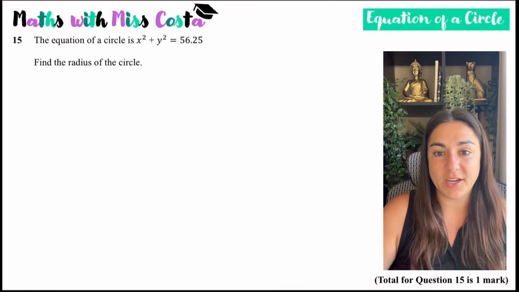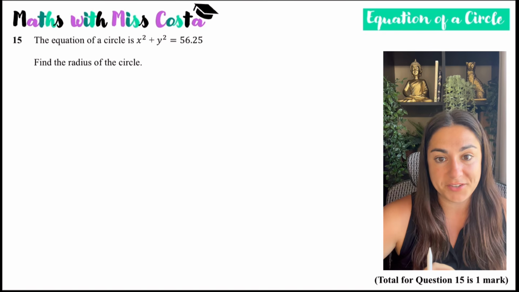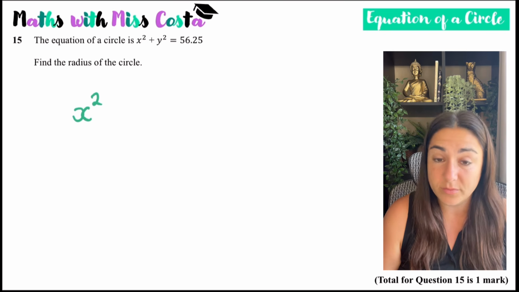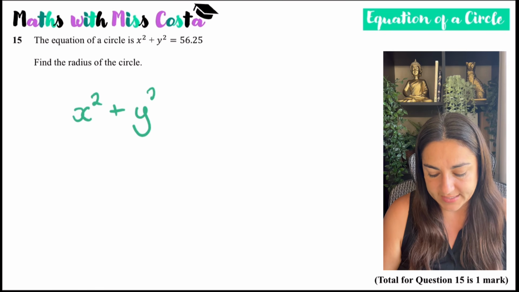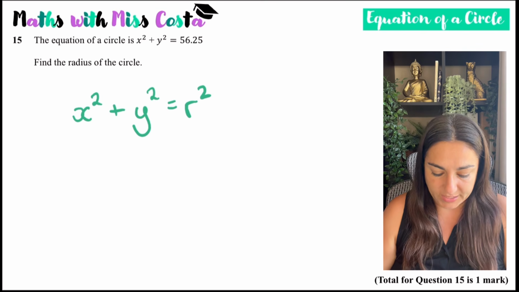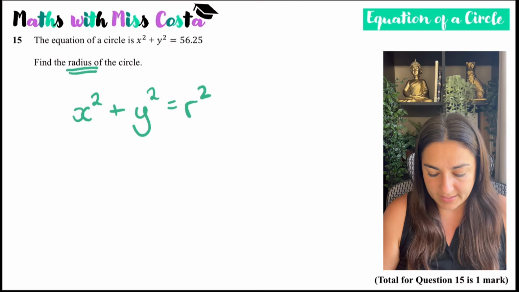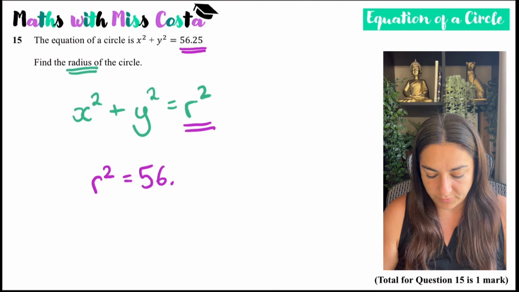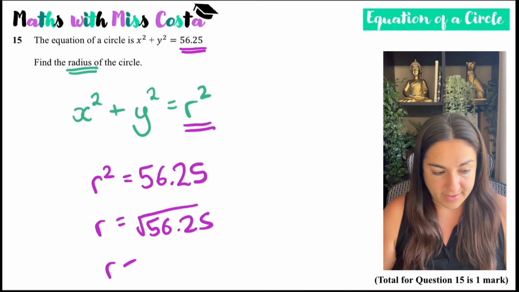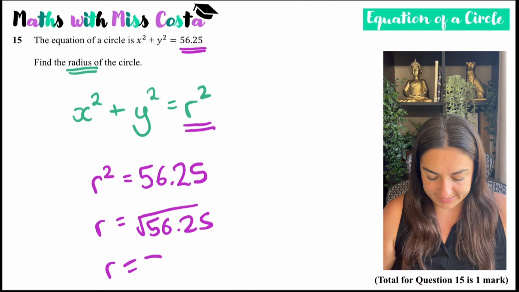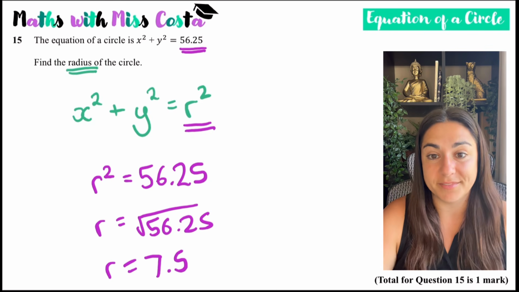Okay, so here's a nice easy equation of a circle question. Hopefully you know what the equation of a circle is. If you don't, it's really simple. The equation of any given circle for GCSE is x squared plus y squared equals the radius squared. So for any circle you're given, this is the equation. We need to work out what the radius of the circle is. We know that 56.25 must represent r squared. Therefore r is going to be the square root of 56.25, which is 7.5. So the radius is 7.5.